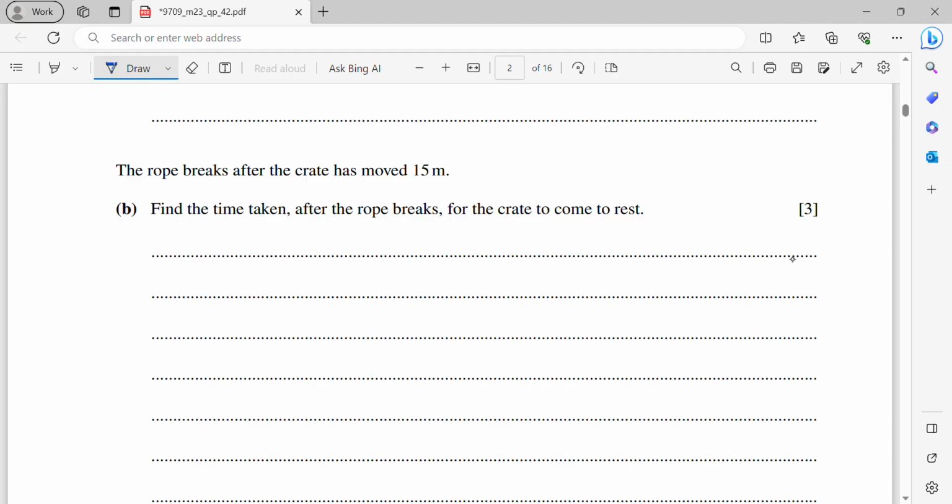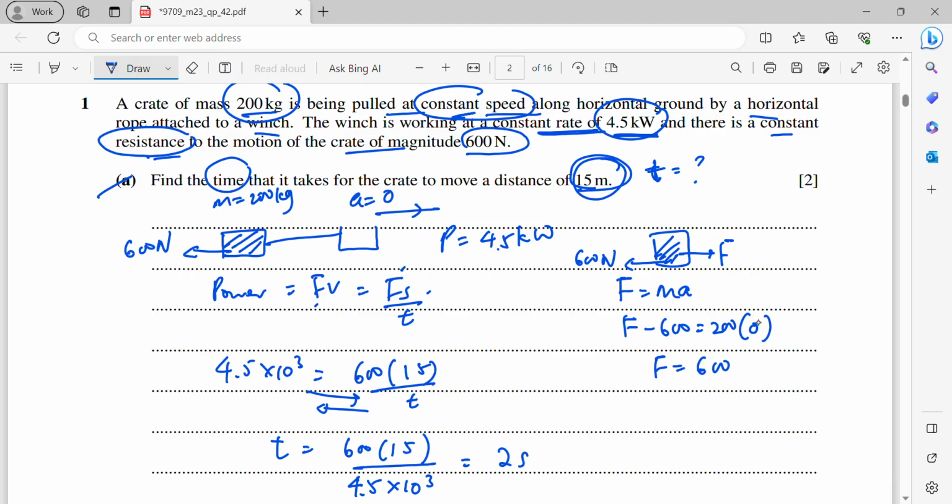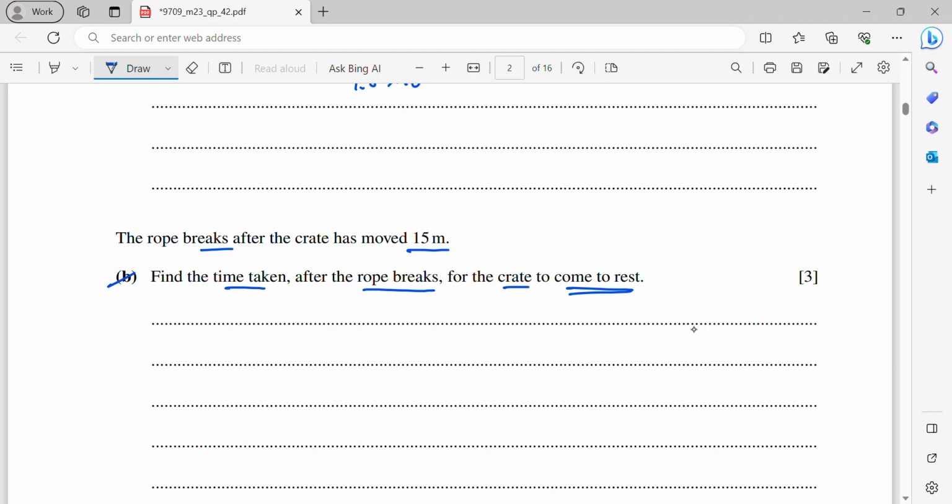Now, the rope breaks after the crate has moved 15 meters. B, find the time taken after the rope breaks for the crate to come to rest. Okay, so now, when the rope breaks means that we will just consider the crate here. Now this is a crate, and then it moves with acceleration of a, and then we have the resistance with magnitude 600. Remember, your m is still 200 kilograms.